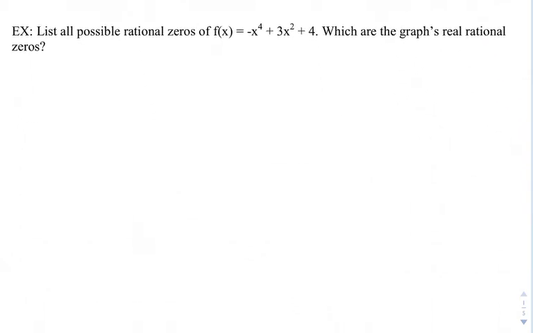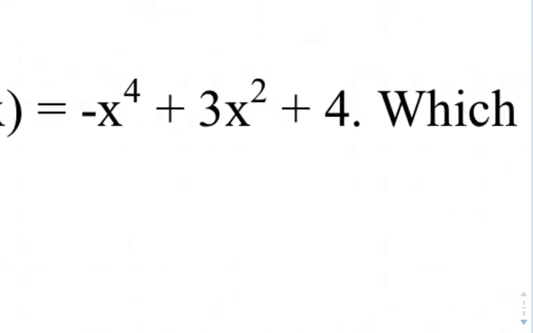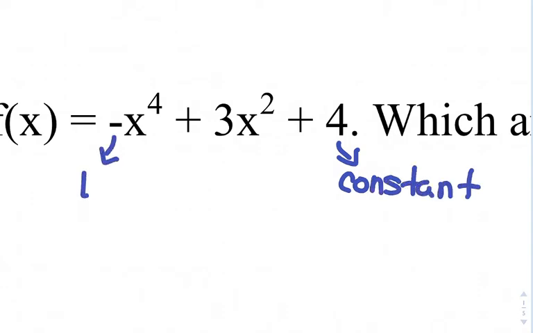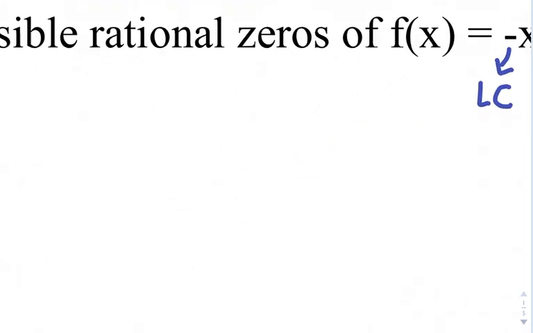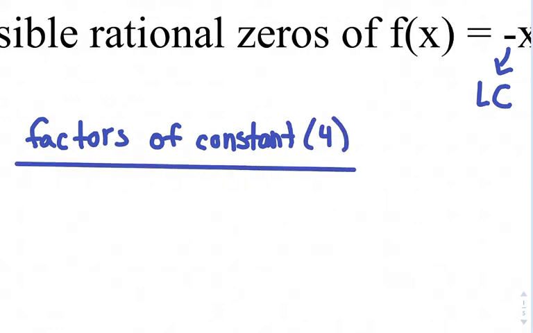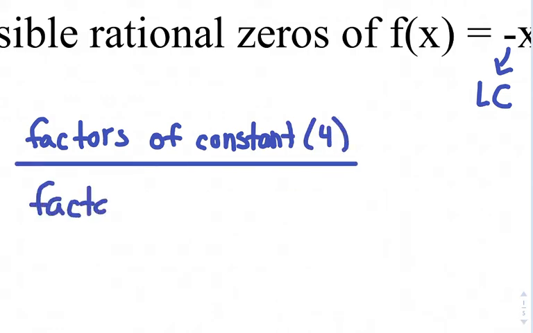So it says list all possible rational zeros, and then it wants to know what ones are the real zeros. So the first thing we do is we have to think about the factors of our constant and the factors of our leading coefficient. So if I'm looking at this equation, well, 4 is my constant term, and then negative 1 is my leading coefficient. So I'm going to make a fraction. So these are factors of my constant. And we said the constant was 4. And then we're going to divide it by the factors of my leading coefficient. And that was negative 1.